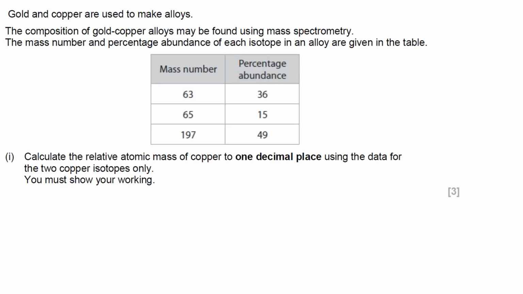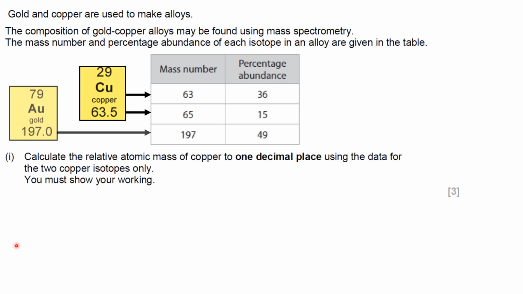So it starts by saying gold and copper are used to make alloys, and it gives you the composition of a particular sample, obviously relating it to mass number, percentage abundance, and mass spectroscopy. So that sets the scene a little bit. So all you've got to do is calculate the relative atomic mass of copper to one decimal place using the data for the two copper isotopes only.